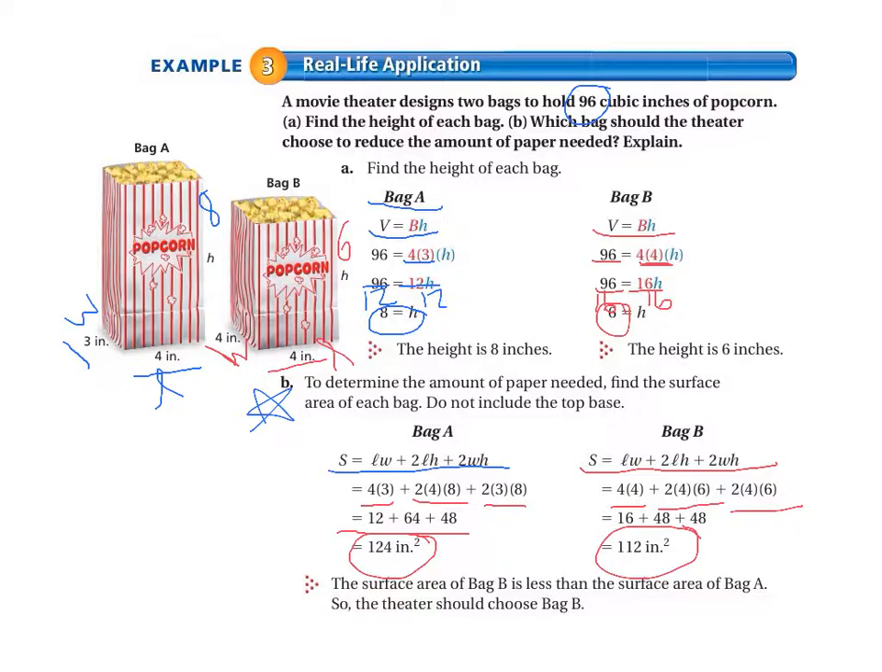So which bag should the theater choose to reduce the amount of paper needed? Well, we look and we compare the two numbers. We have for bag A 124 inches squared, and then we have bag B 112 inches squared. So the surface area of bag B is less than the surface area of bag A. So the theater should choose bag B to reduce the amount of paper needed.